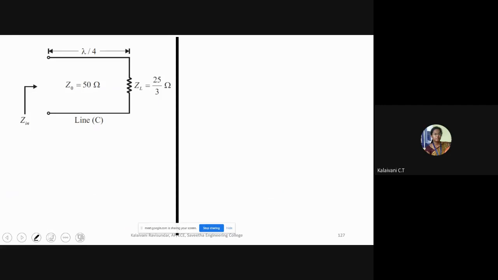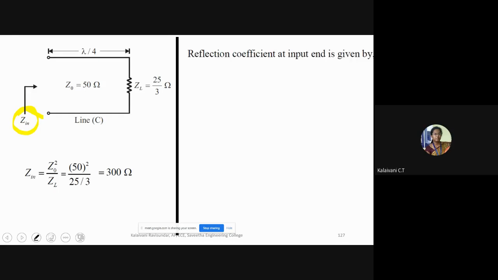ZL is 25.3. So RT input. I have to find Zin first. For a quarter wave line, Zin formula is Z0 square by ZL. 50 squared divided by ZL, which is 25 by 3, is equal to 300 ohms. Now the question is to find the reflection coefficient at the input.